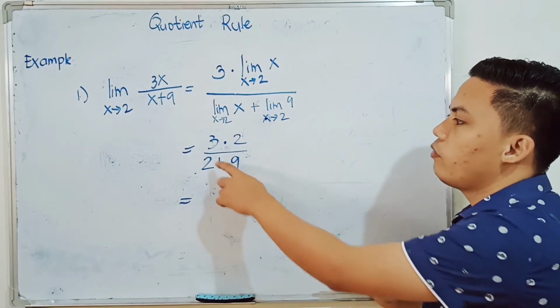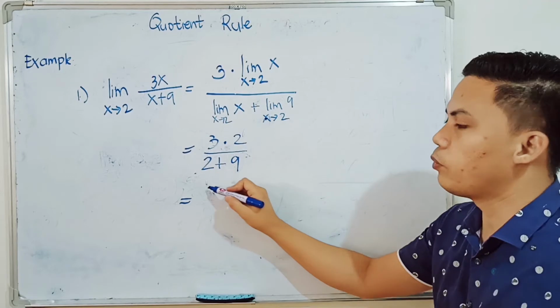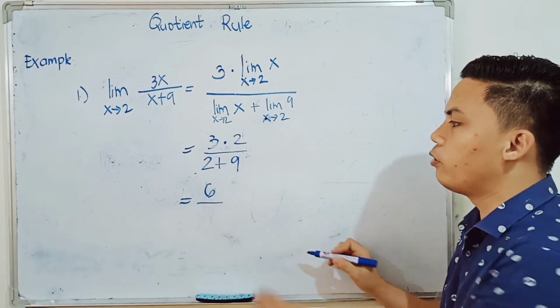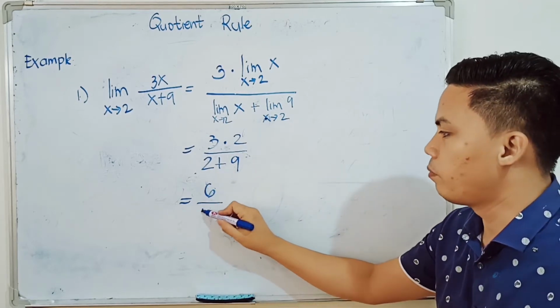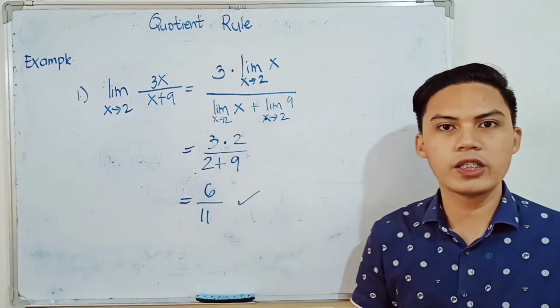Simplify lang natin. So 3 times 2, it would be equal to 6, and 2 plus 9 is equal to 11. So the final answer is 6 over 11.